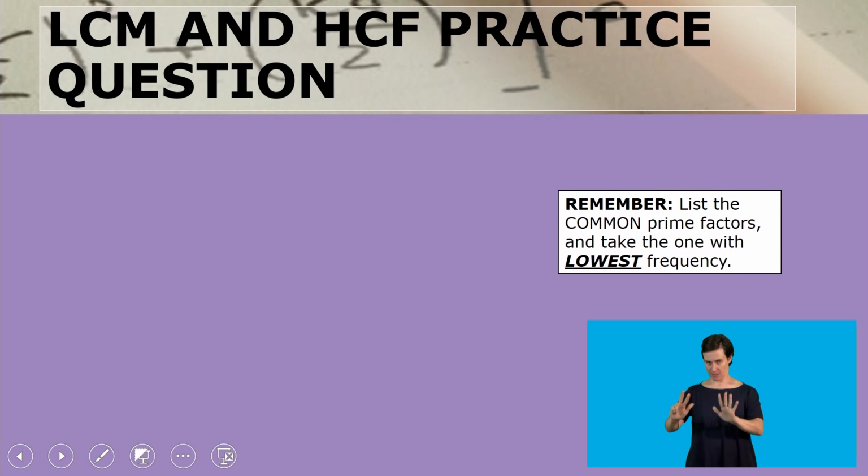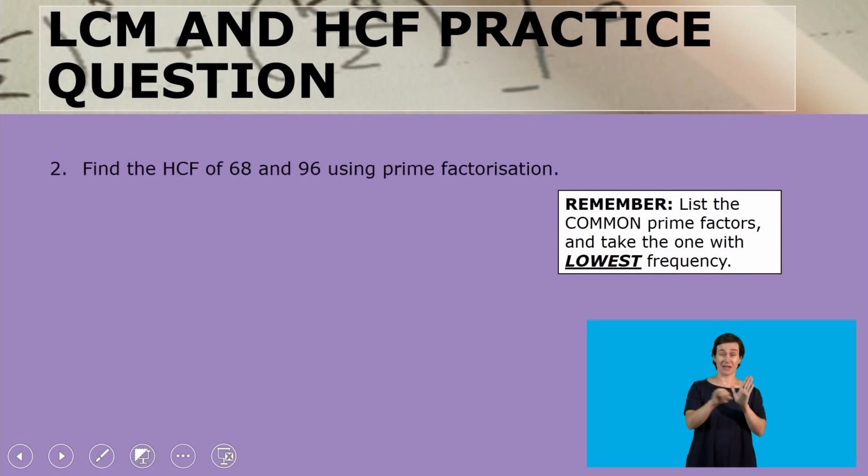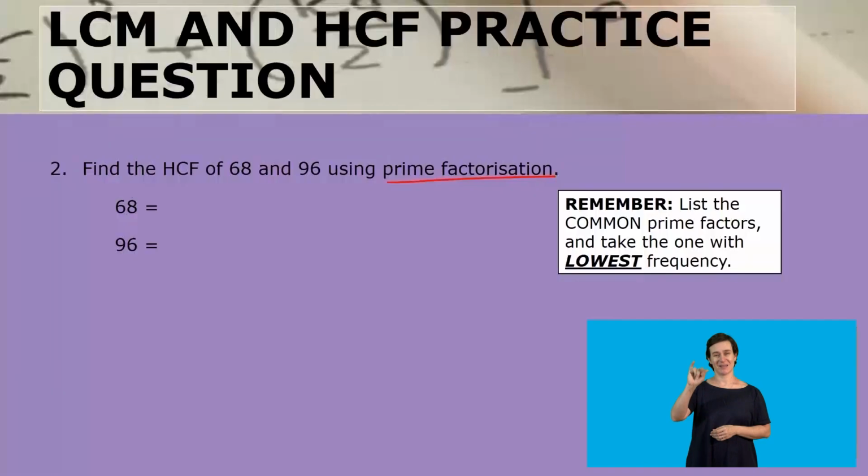Let's move on to finding the highest common factor. So we are going to find the highest common factor between 68 and 96. Again, we are going to use prime factorization. And when we use prime factorization, we need to make sure that we are writing our numbers as its prime factors. So let's look at 68.